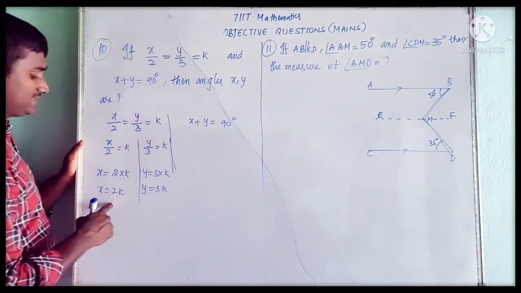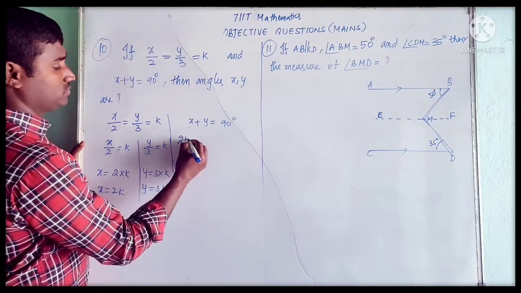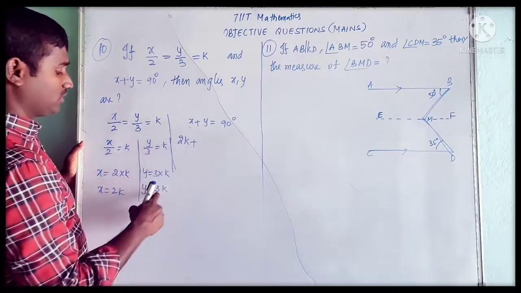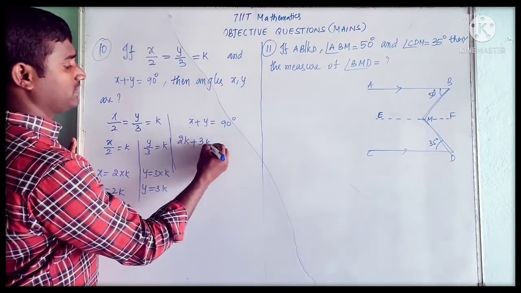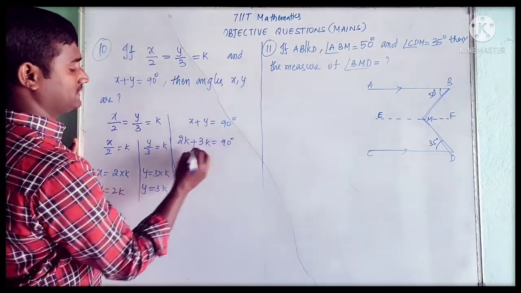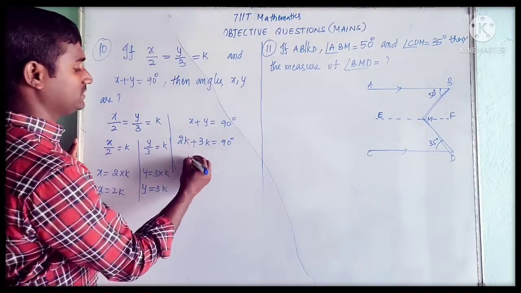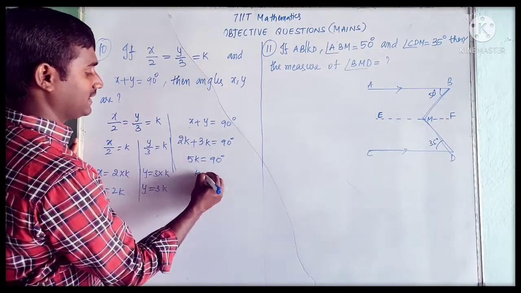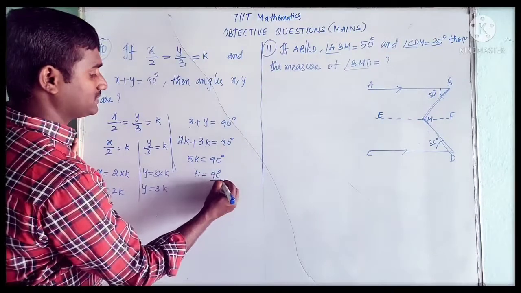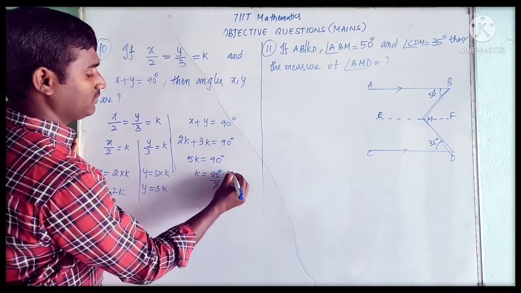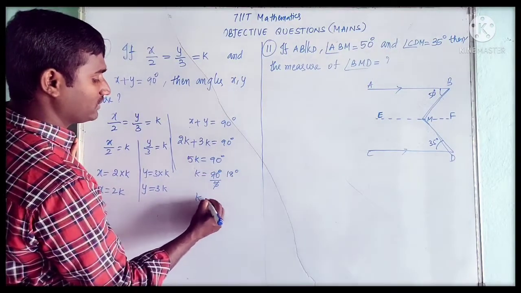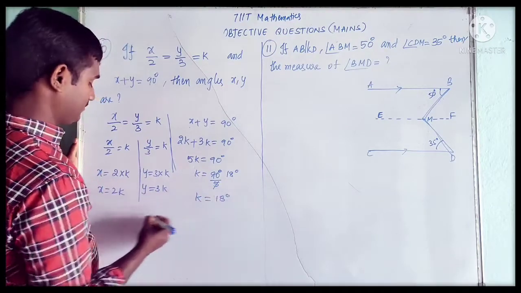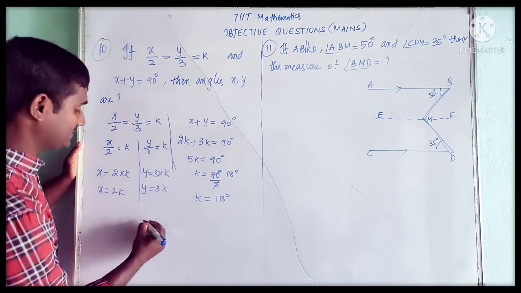So, x is how much? We have x is equal to 2k. So, 2k plus y, which is 3k. So, 2k plus 3k equal to 90 degrees. 2k plus 3k is how much? 5k equal to 90 degrees. Then k equal to 90 degrees by 5. 5 ones are 5, 5 18s are 90. K equal to how many degrees? 18 degrees.